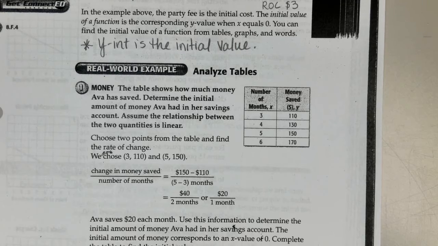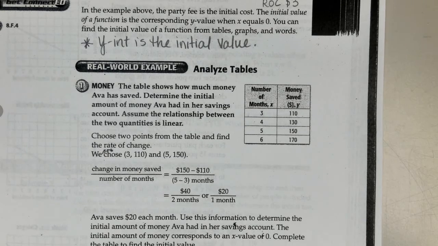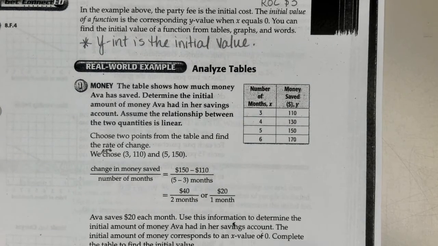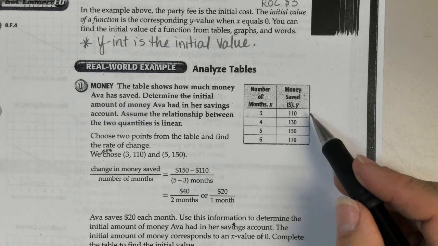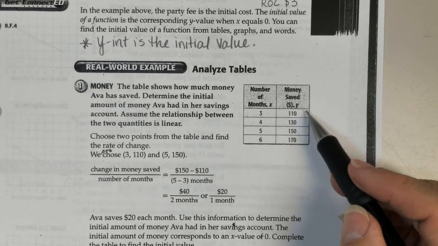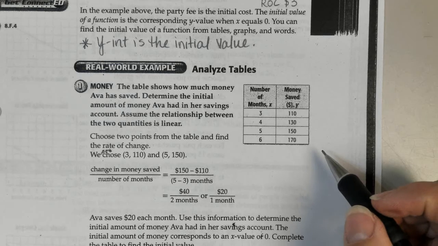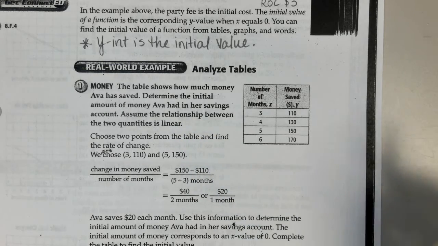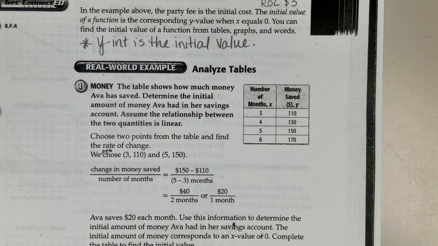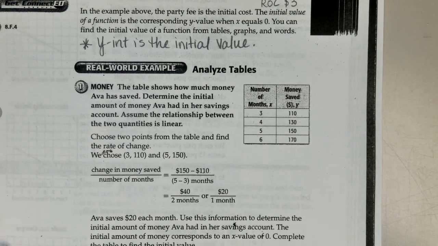Here we have Ava, and she's saving money. We can look at her table and see that she is saving $20 per week. We don't know yet how much she started with, though. And it's asking you to determine the initial amount of money. So how much did she start with before she started saving $20 per month?